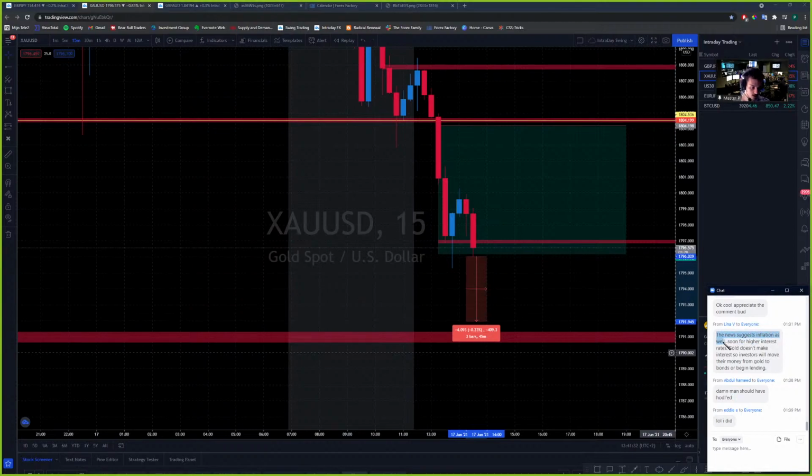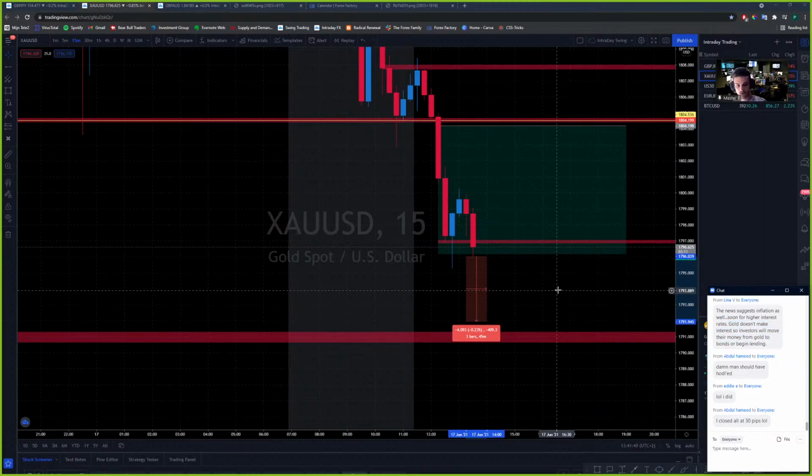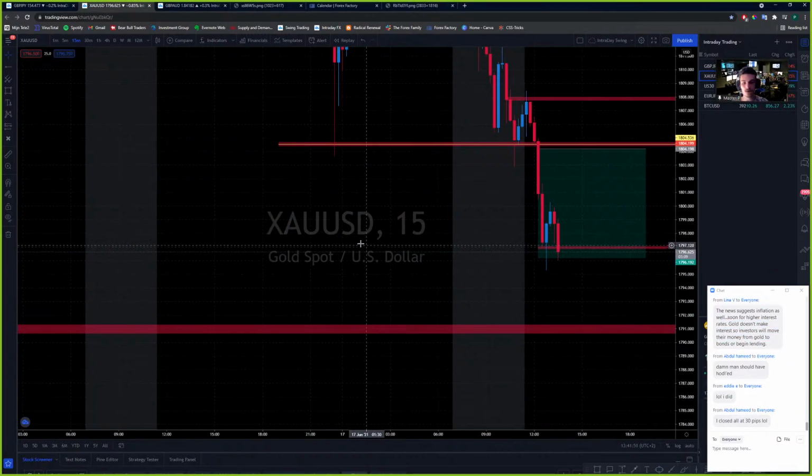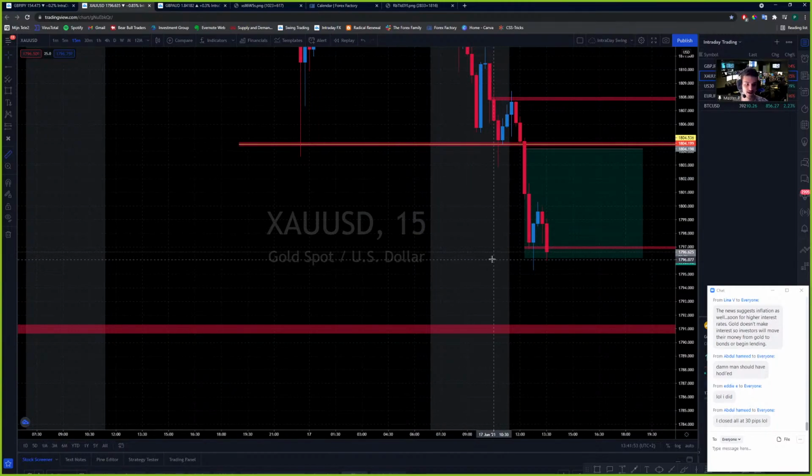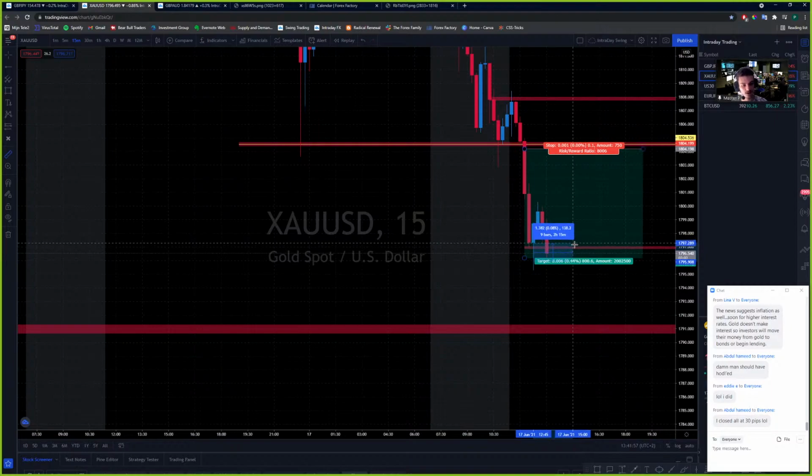The news suggests inflation soon, with higher interest rates. Gold doesn't make interest, so investors will move their money from gold to bonds or begin lending. Yeah, that's true, that makes sense, because bonds and lending give out a fixed percentage of your deposit or of your capital.